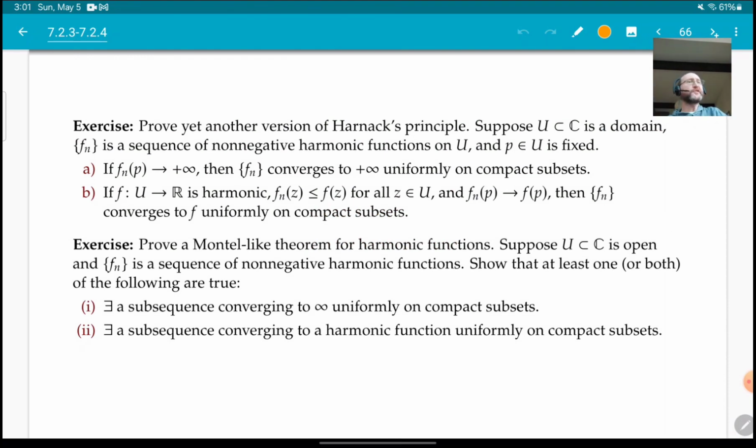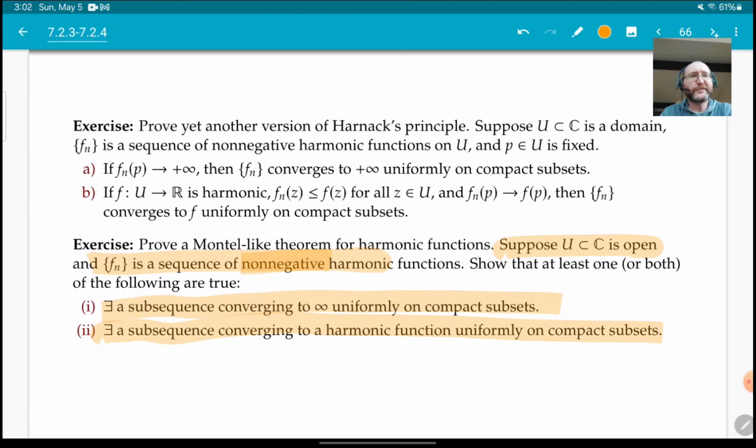All right. You can also prove a Montel-like theorem for harmonic functions. So suppose that we have an open set and a sequence of non-negative harmonic functions. Then at least one of these is true: there exists a subsequence converging to infinity uniformly on compact subsets, or there is a subsequence converging to a harmonic function uniformly on compact subsets. So basically we get the right version of Montel for harmonic functions. The one difference is, of course, that we're talking about non-negative harmonic functions, and we have to allow going to infinity.